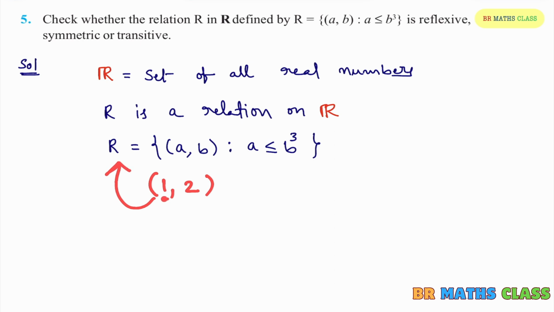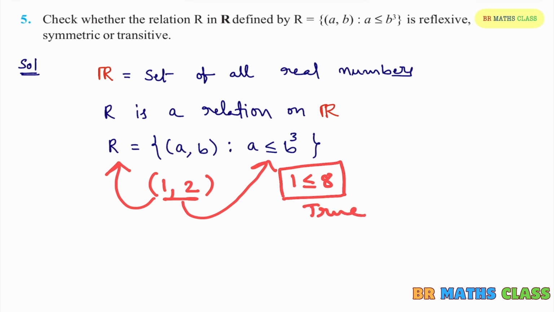First point, 1 is a real number. Second point, 2 is a real number. Yes, both are real numbers. Correct. Second point, is this ordered pair satisfying this condition? In place of a, you write 1. In place of b, you write 2. 2 cube means 8. 1 is less than or equal to 8. Is it true? Yes, 1 is less than 8. As this is true, I can say that the ordered pair (1, 2) belongs to this relation. I hope you are understanding.